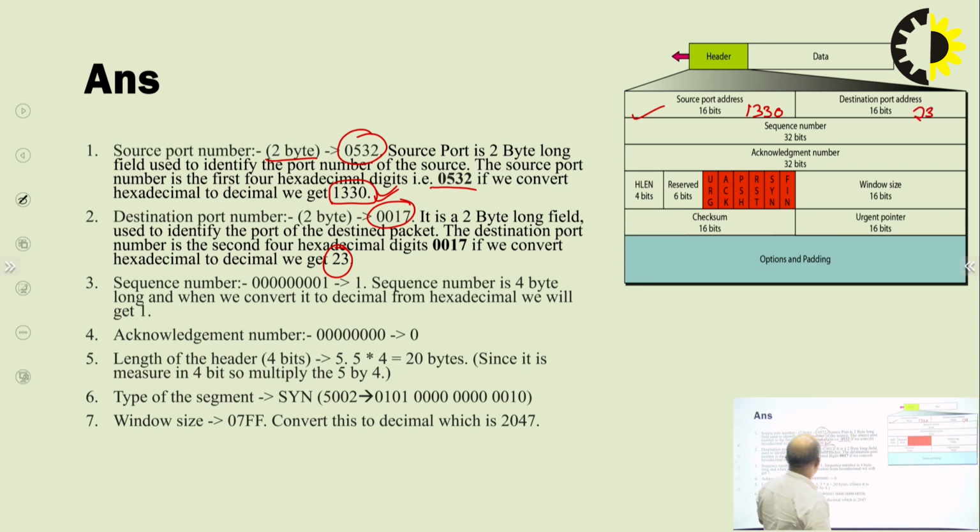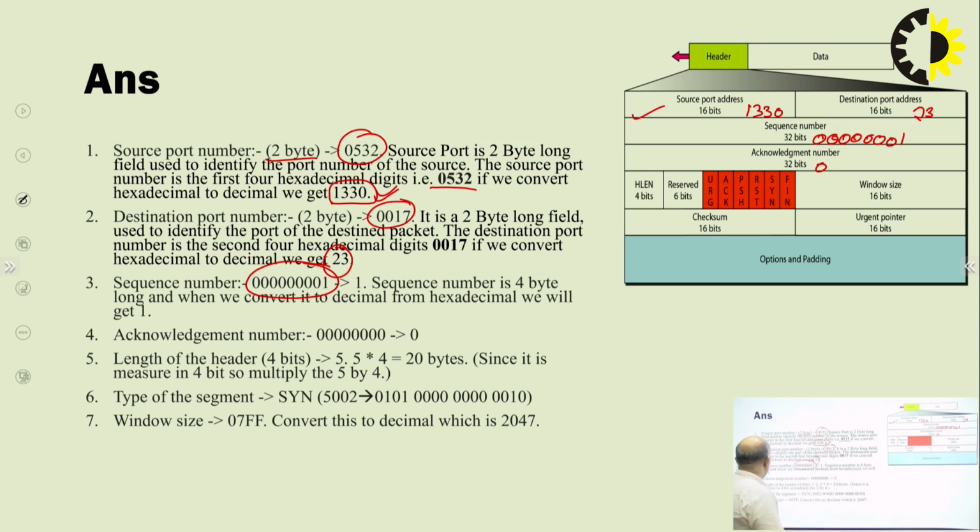Now, the sequence number is 32 bits, which is 4 bytes. So we have to write 7 zeros and then 1. In the acknowledgement number we have all zeros, so one single zero can be put here. If we have to write 32 bits, then we have to write all 8 times zeros.